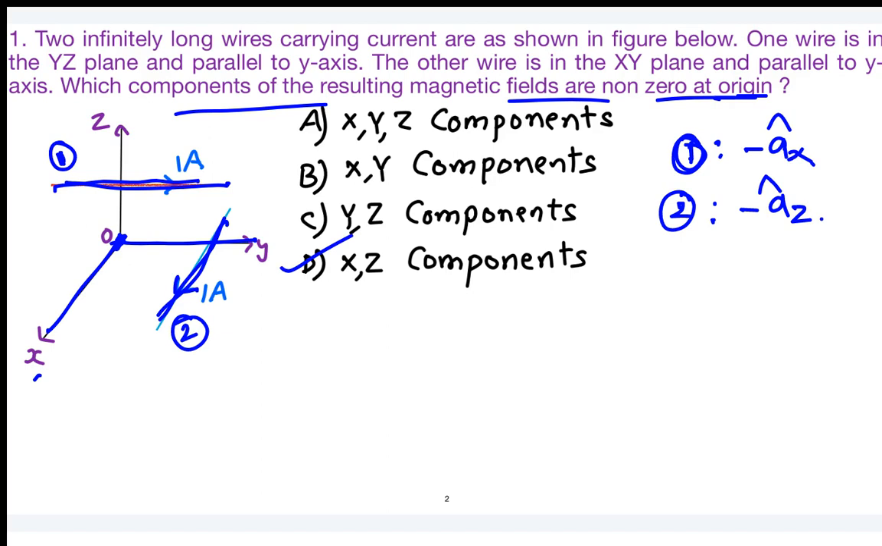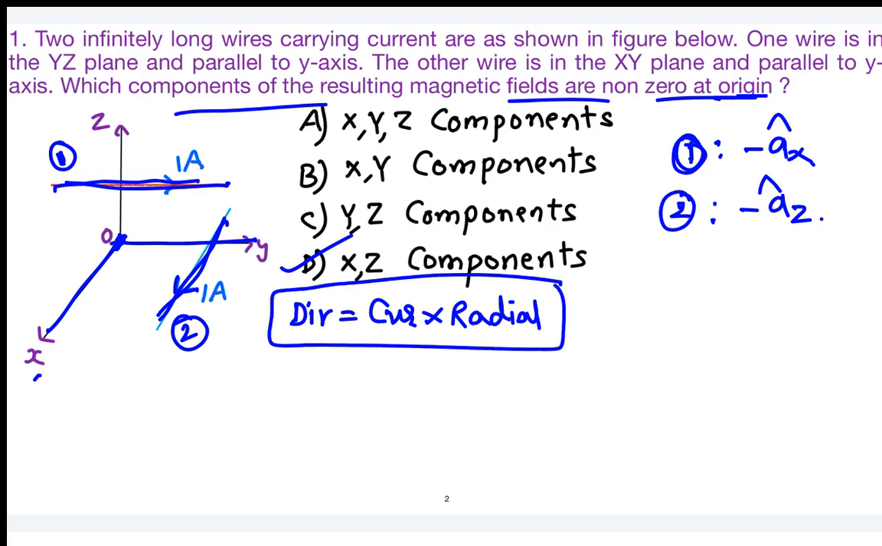Let us do it using our conventional method also. What is the second method? The direction of the magnetic field is equal to the current cross the radial direction. Remember, radial always means going away from the source. Keep this point in mind. Radial direction means moving from source to observer.